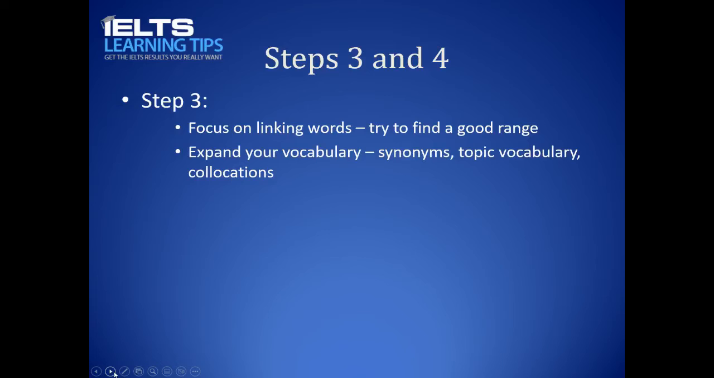Start expanding vocabulary even more. Look at the topic vocabulary. Look at different synonyms for words that you may use a lot. For example, things like child, things like education, things like health. So you need a bank of good synonyms for these topics. Think about collocation. You know, which words go together. That is where sometimes students fall down in their writing.